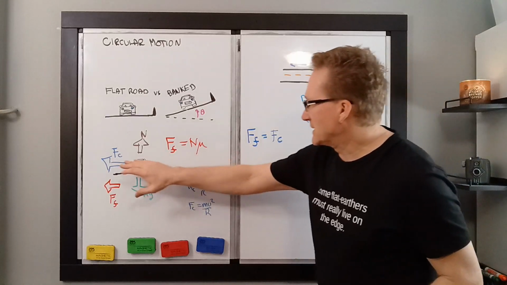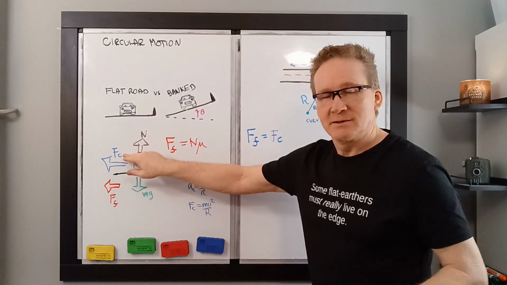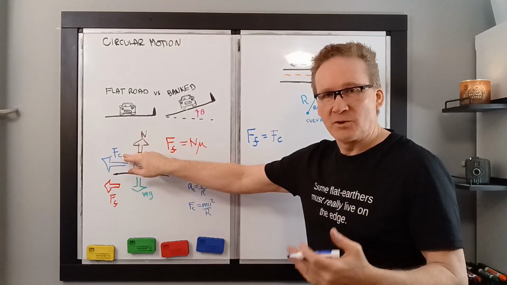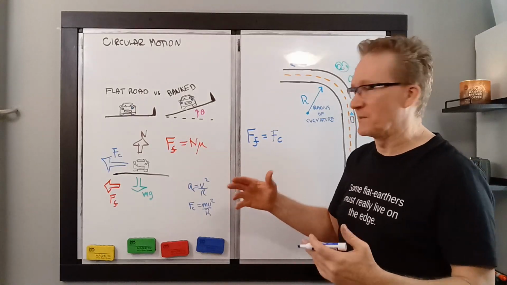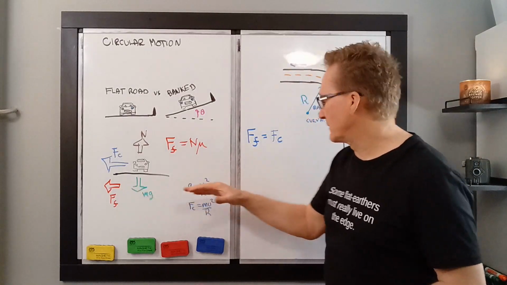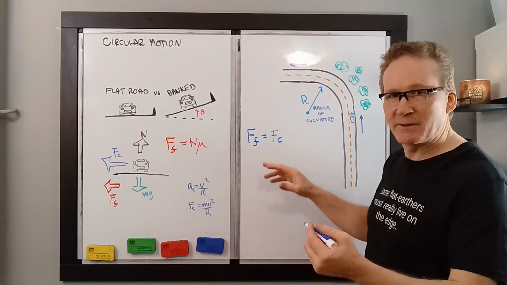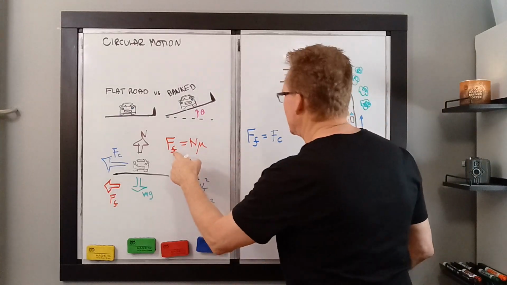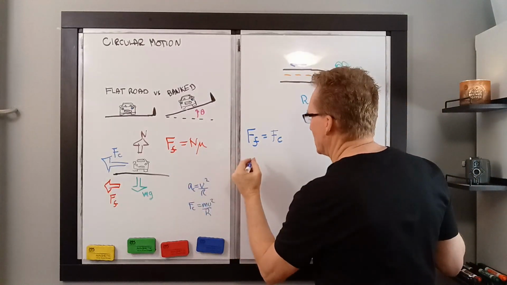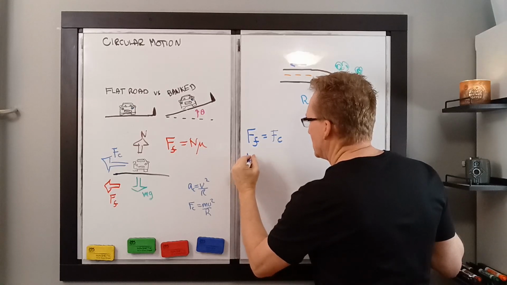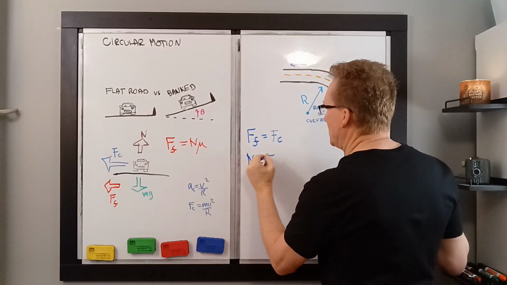That means, as I said here, the centripetal force is created by something. It's created by the force of friction in the inward direction. So that means these two have to be equal. Let's write out what those would be. We've already said that the force of friction is equal to N mu. So that's N times mu. That would be equal to what?